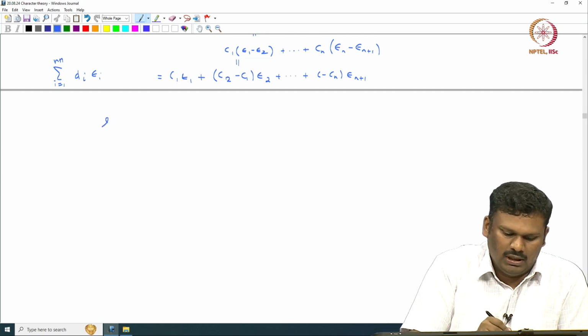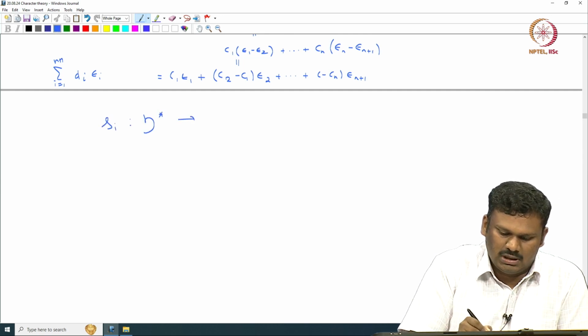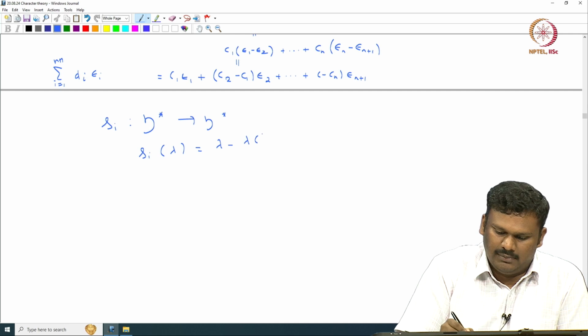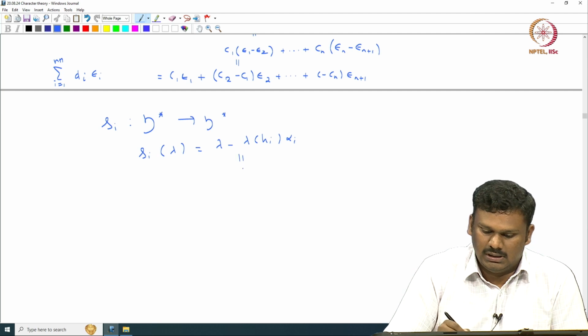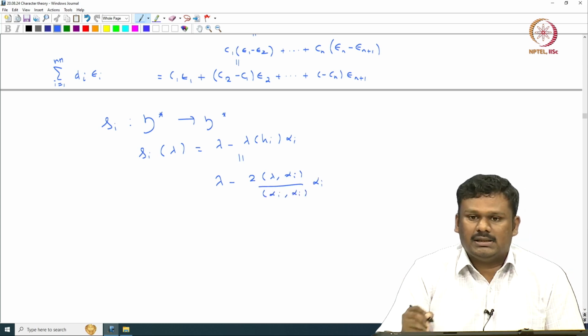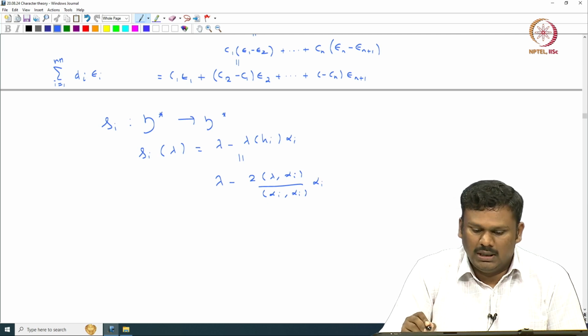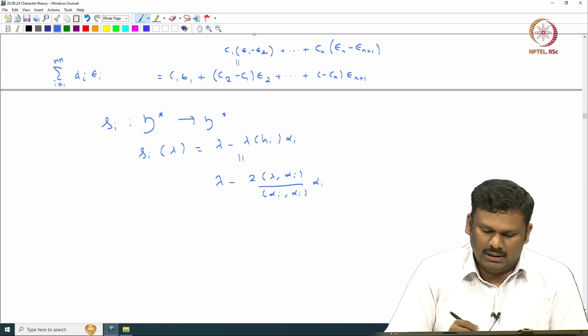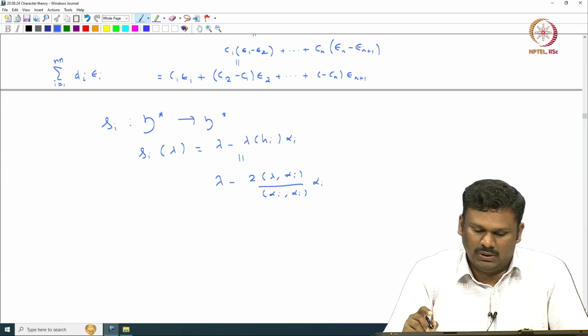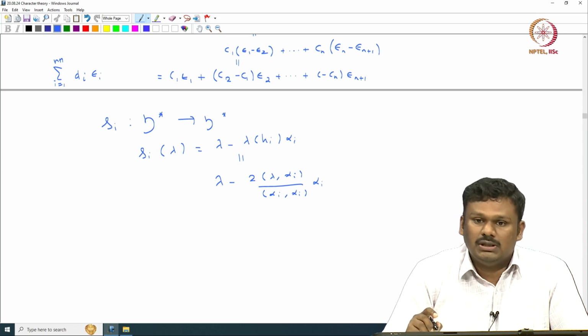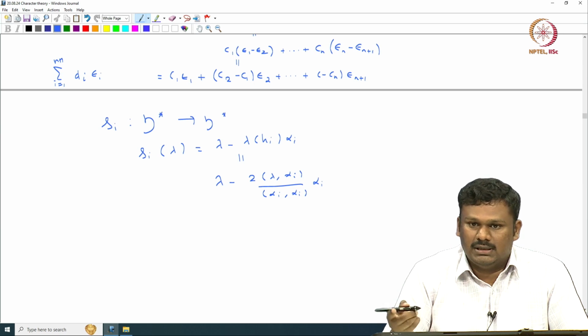Now, recall what s_i is. s_i is defined from H star to H star as an operator: s_i of lambda is lambda minus lambda of h_i times alpha_i. We also identify this with the inner product, so this is the same as lambda minus 2 (lambda, alpha_i) divided by (alpha_i, alpha_i) times alpha_i. So, indeed s_i is a reflection with respect to this vector alpha_i. You take the hyperplane perpendicular to alpha_i, and it is a reflection with respect to that hyperplane. So, it makes more sense to consider these reflections in the Euclidean space.